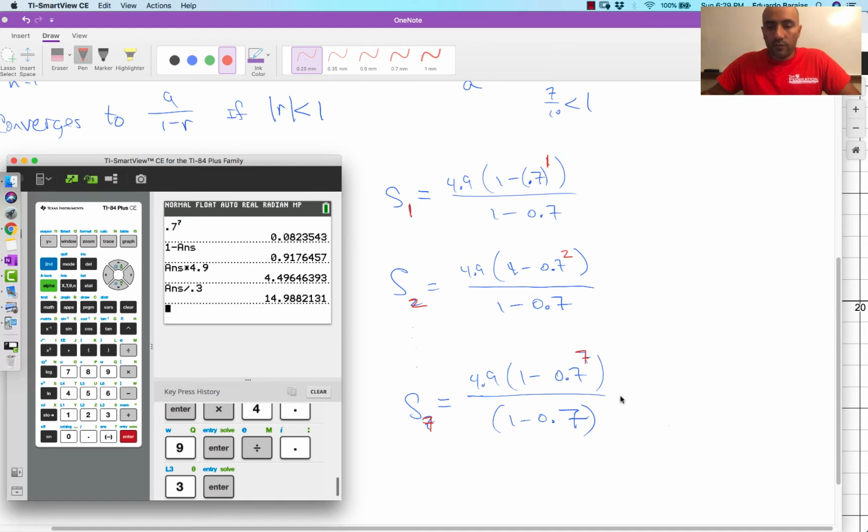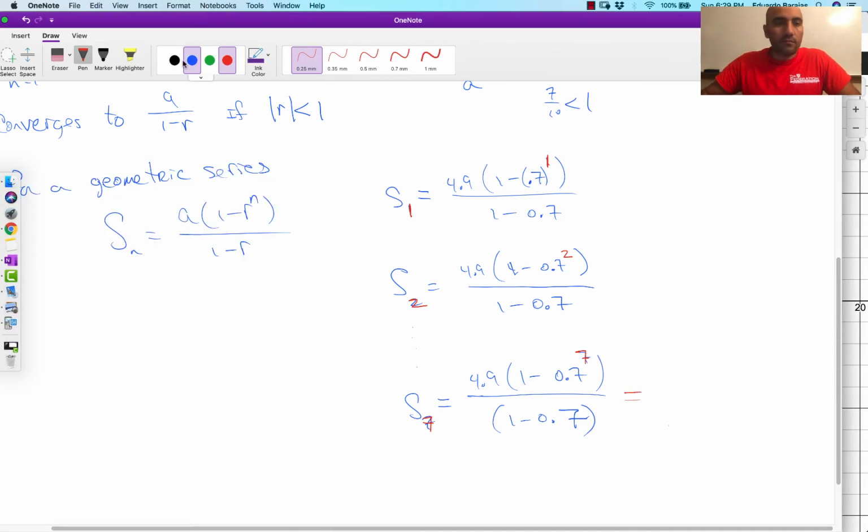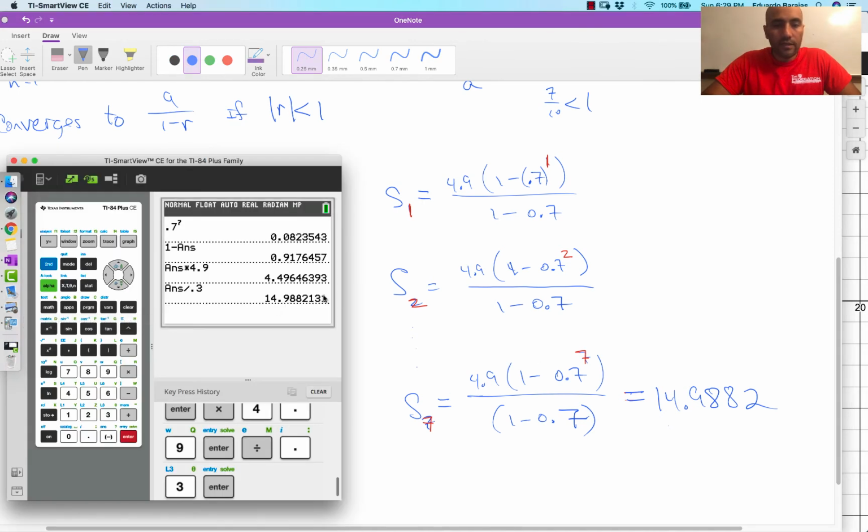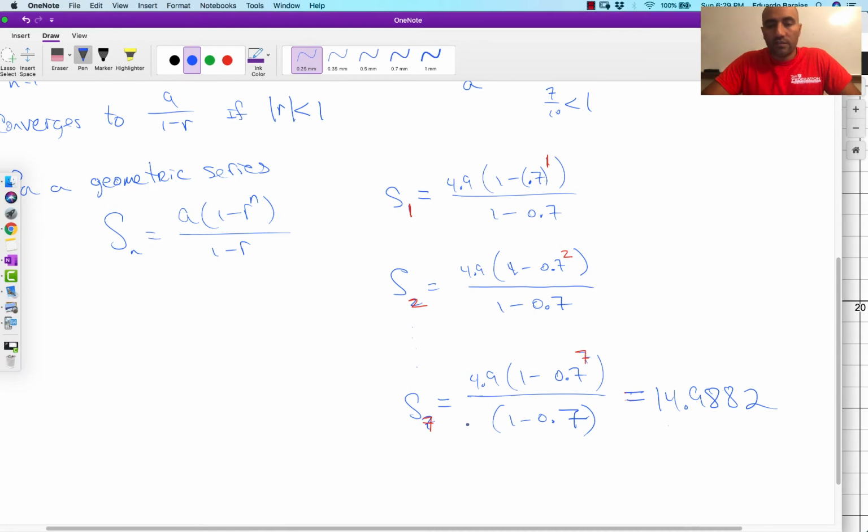That gives me 14.9882. Okay, so that's just the sum of the first 7 terms of our series. Let's confirm it with Desmos and see how that goes. And this is the formula I'm going to use for Desmos, right? It tells me the sum of the first n values, the partial sums. So it is equal to this guy.